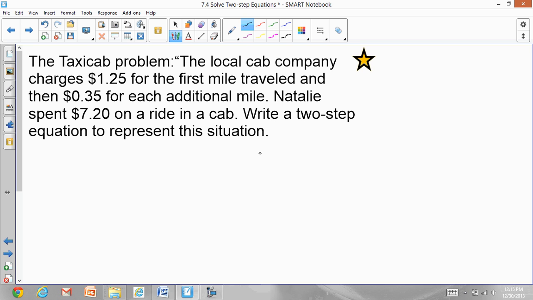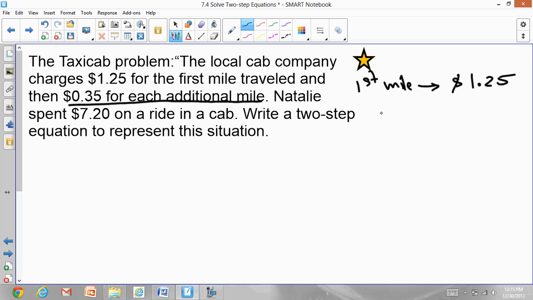Pause the video, read the question. The taxi cab problem. The local cab company charges $1.25 for the first mile traveled. So let's write this information. So for the first mile traveled, the taxi cab is going to charge $1.25. And then they're going to charge 35 cents for each additional mile.